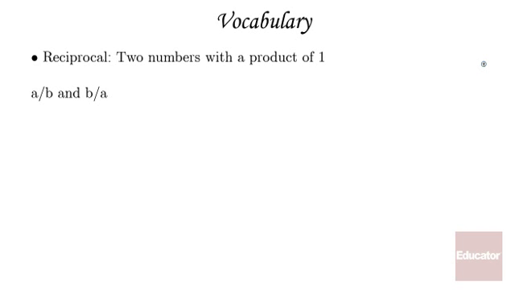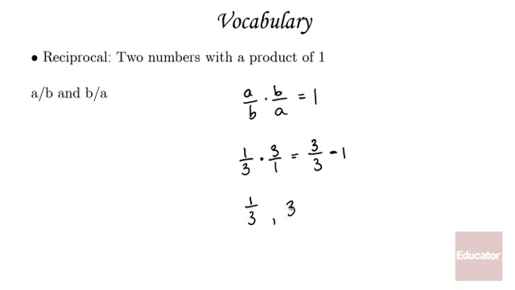Vocabulary for this lesson includes reciprocal. A reciprocal is when two numbers have a product of 1. For example, A over B times B over A equals 1. A reciprocal of 1/3 would be 3 over 1, since 1 times 3 is 3, and 3 times 1 is 3, which equals 1. In the case of 3 over 1, we would say the reciprocal of 1/3 is 3.